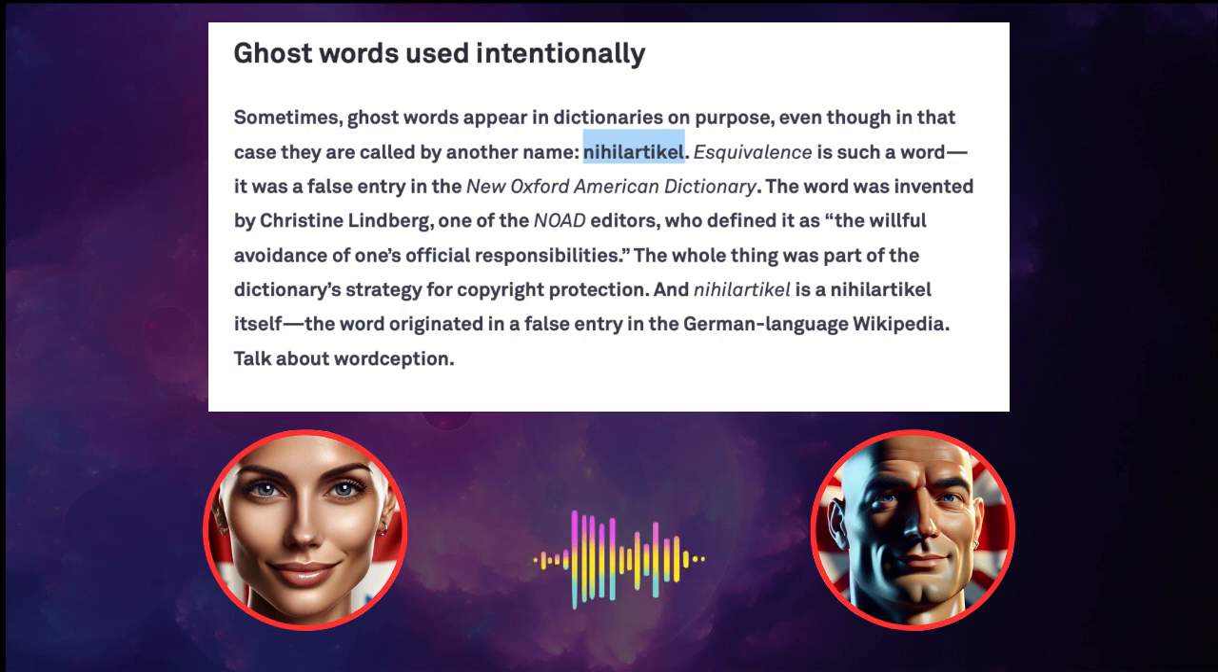What's a good example of a nihil article? One of the most famous is the word equivalence. It was specifically coined and defined as the willful avoidance of one's official responsibilities. Wow. It even sounds legitimate, like something you'd find in a company's code of conduct. And that was precisely the point. It was cleverly inserted into the New Oxford American Dictionary as a copyright trap. So if you ever find yourself tempted to use equivalence in casual conversation, I'll be sure to double-check my sources. Or just embrace my newfound talent for avoiding responsibility.